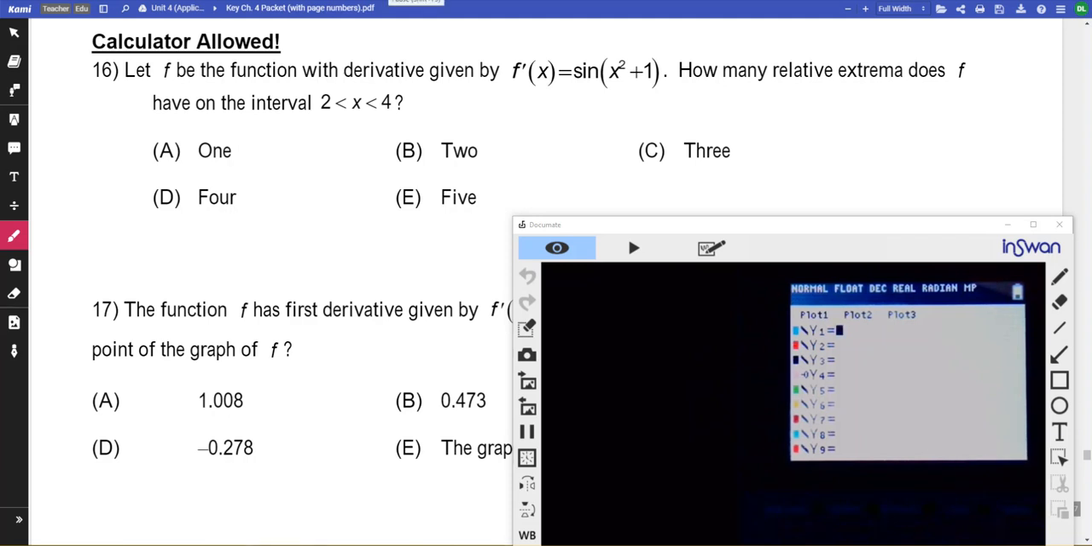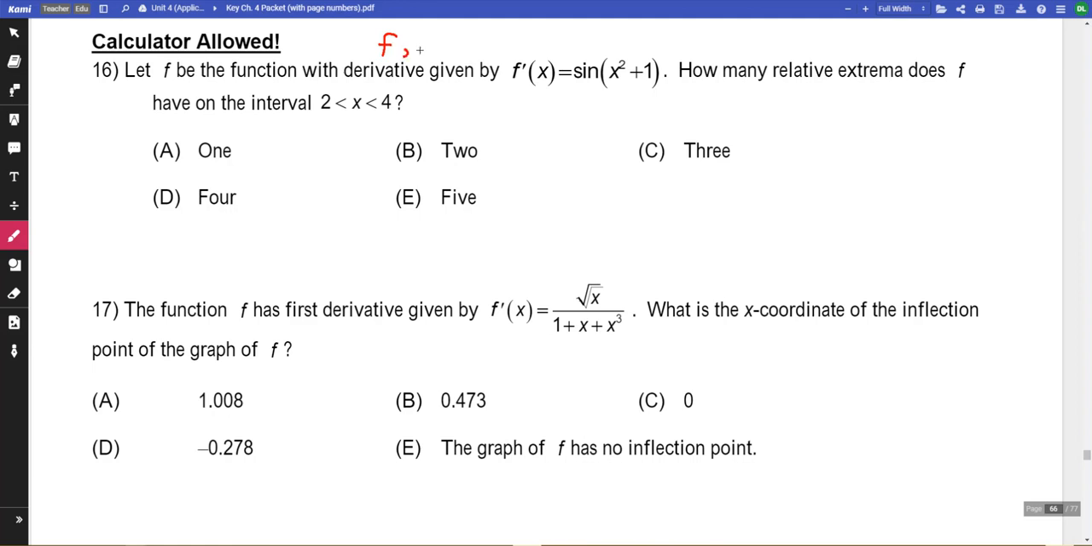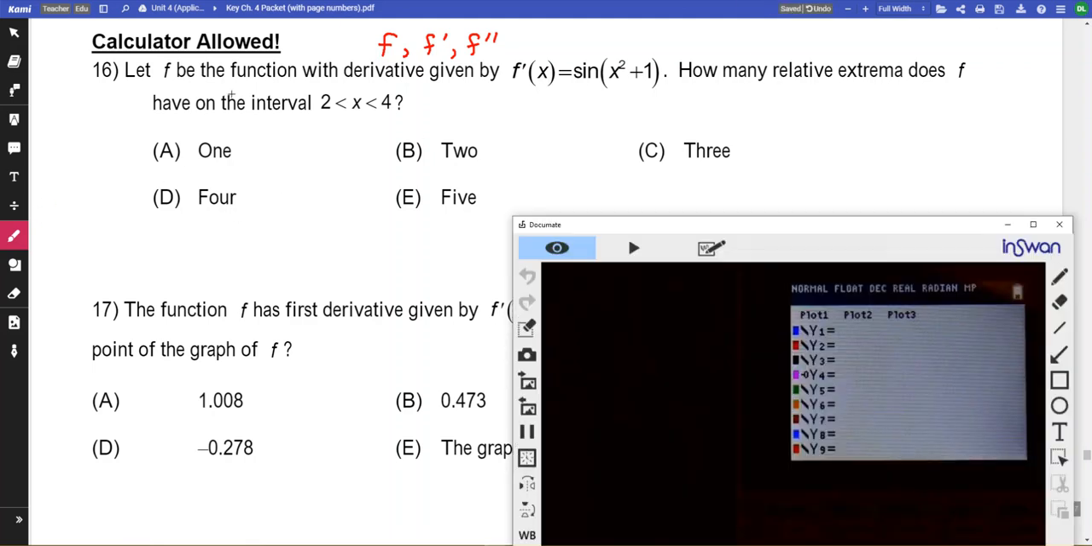Okay, in this video, we're going to talk a little bit about using our calculators to graph functions and to help us in thinking about the graphs of f, f prime, and f double prime. All right, so let me pull my calculator back up so that we can see. And this first question says f is a function with a given derivative. How many relative extrema does f have on our interval?